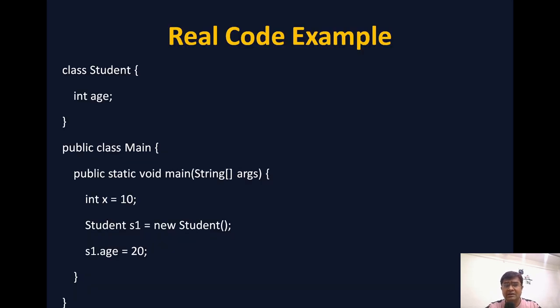So this is our real code example. You have a class Student, and in that you have an int variable age, and you have the main method. In it you have a variable int x equal to 10, and you create an object of Student: Student s1 = new Student(); s1.age = 20. This is our example, and we will deep dive into it. Which thing will be stored in heap memory, and which in stack memory?